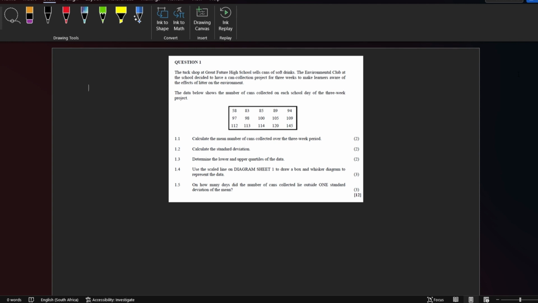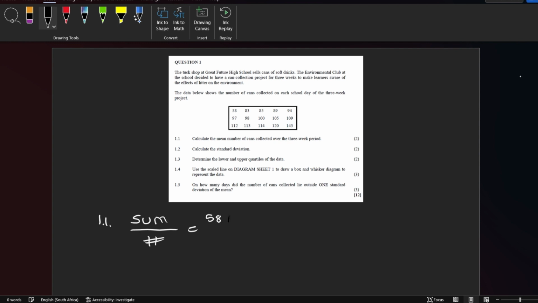Then question 1.1 asks us to calculate the mean of the number of cans collected over the 3-week period. So the mean is simply the average of the data values. That means we get the sum of all our values and divide it by the number of values. So question 1.1, we will calculate the sum and divide it by the number of values. So that means we'll add all the values in that table.